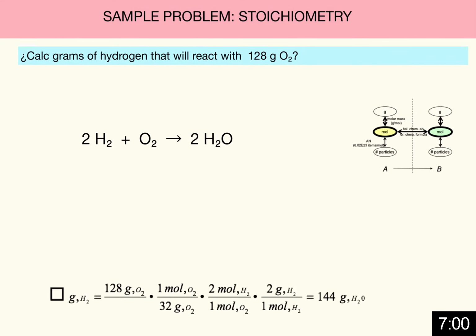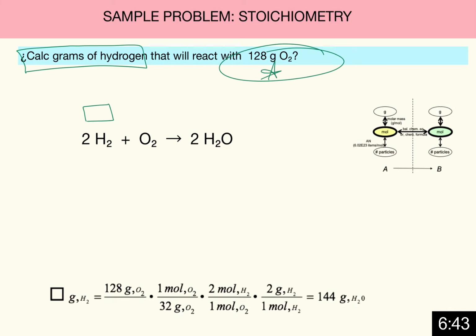Next problem. Calculate the grams of hydrogen that will react with 128 grams of oxygen according to the following equation. What does it want me to calculate? Grams of hydrogen. Grams is above, so that's what I'm going to calculate. That's my box. That's where I'm headed to. That will react with 128 grams of oxygen. So I'm going to write that 128 grams above the oxygen.